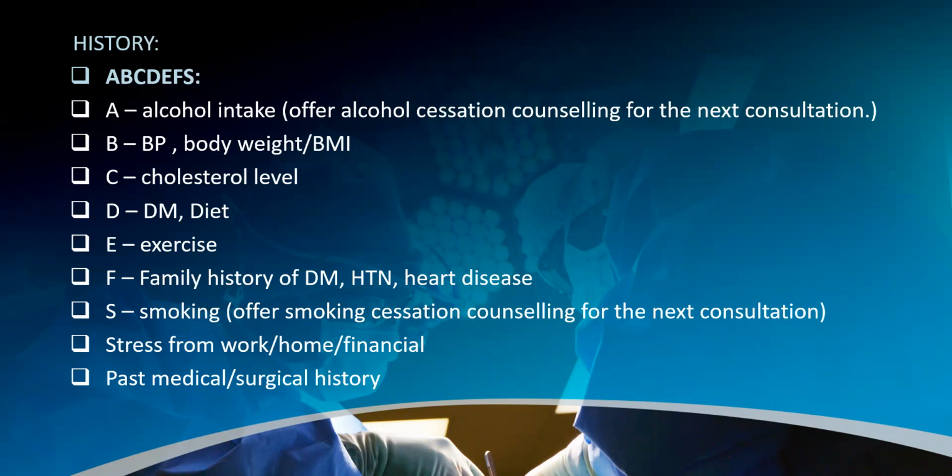Okay, so now when you come to your risk assessment question, it starts with a mnemonic called ABCDEFS. So what is ABCDEFS? A for alcohol, B for blood pressure and body build, or you can say BMI, body weight. C for cholesterol, D for diabetes and diet, E for exercise, F for family history of diabetes, high blood pressure, or any other heart condition, S for smoking and stress.